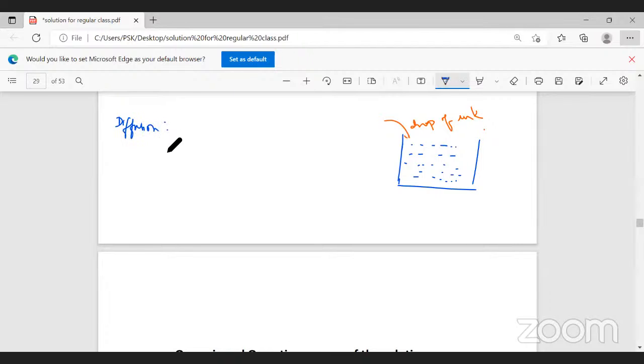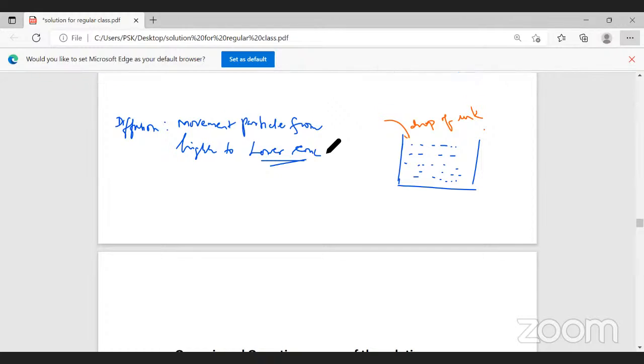Diffusion means movement of particles from higher concentration to lower concentration. That's called diffusion. Now, for an example, at home, don't do this.